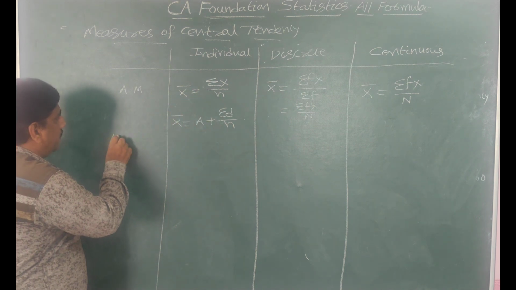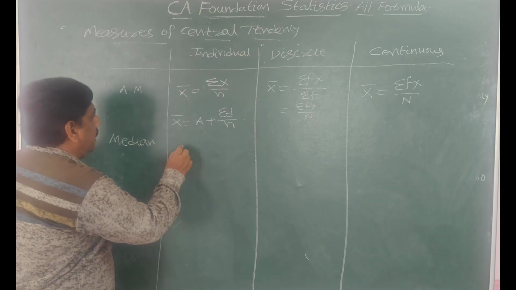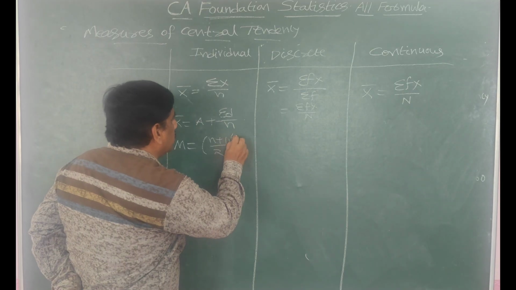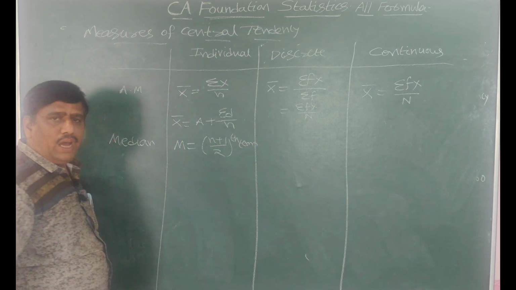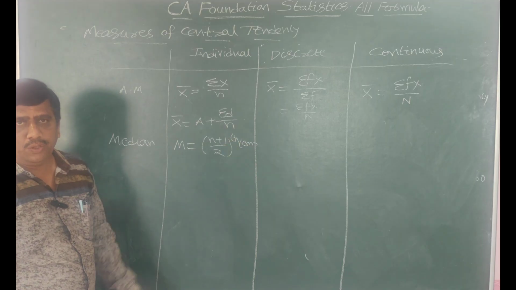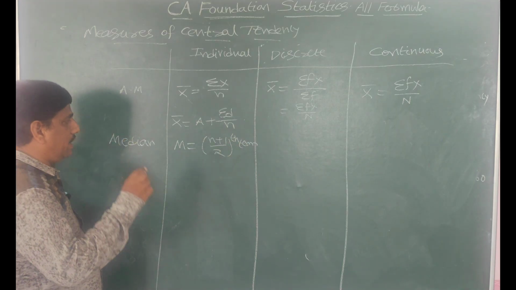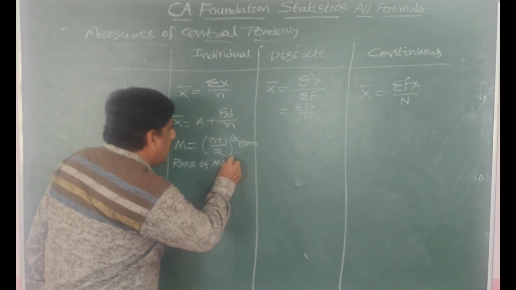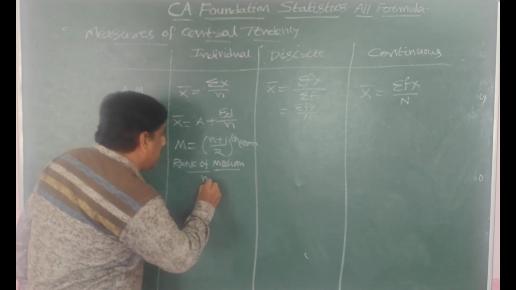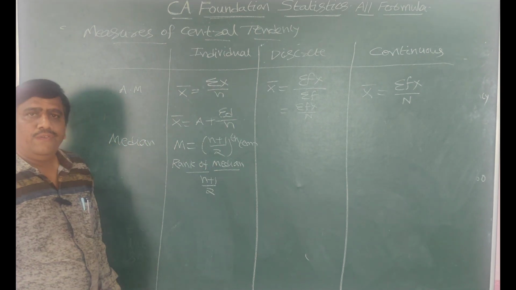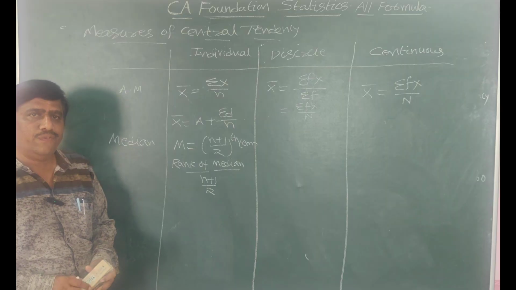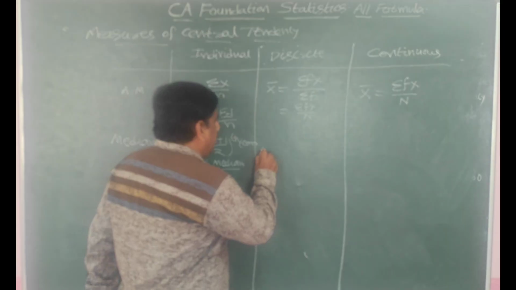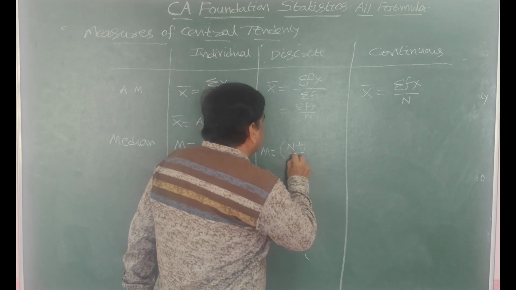Next, coming to median. Median is denoted by M, and formula for median in the case of individual series is n plus 1 by 2th term, where we have to write in ascending order, and after that find n plus 1 by 2th term. Median is n plus 1 by 2th term. Remember here, sometimes he will ask rank of median. If he is asking rank of median, our formula is just n plus 1 by 2. If it is median, n plus 1 by 2th term, and if it is only rank, just n plus 1 by 2. Similarly, coming to discrete series, median formula is capital N plus 1 by 2th term.